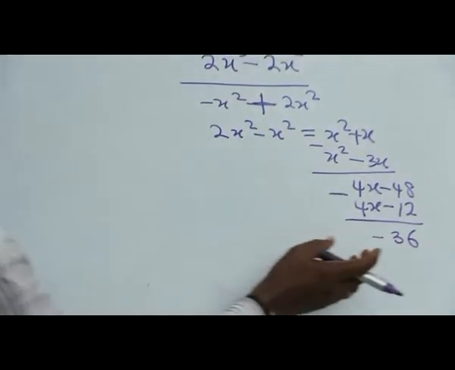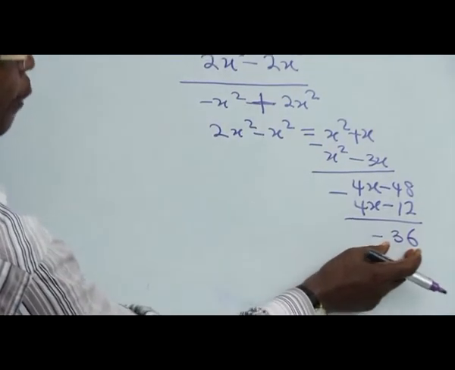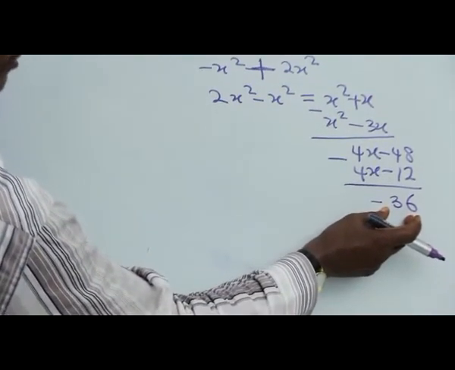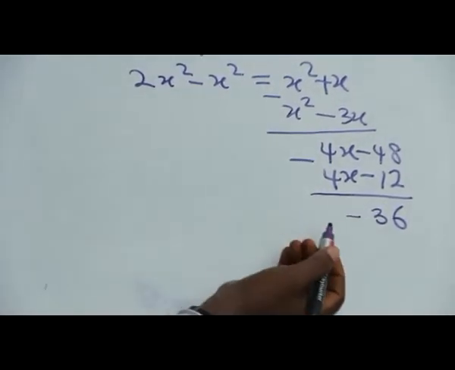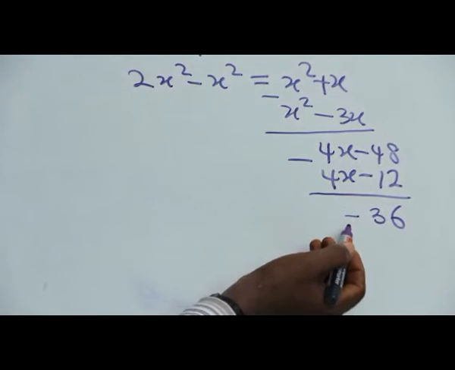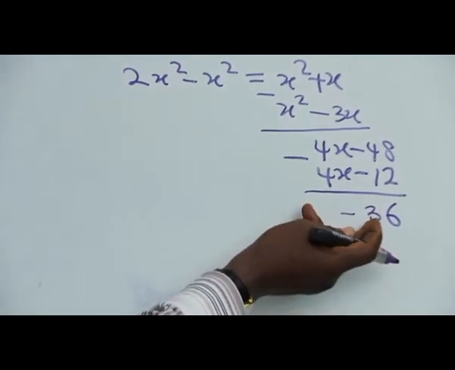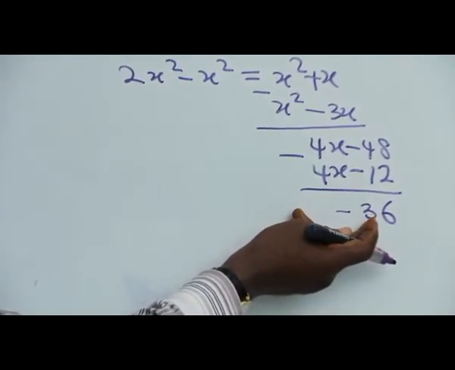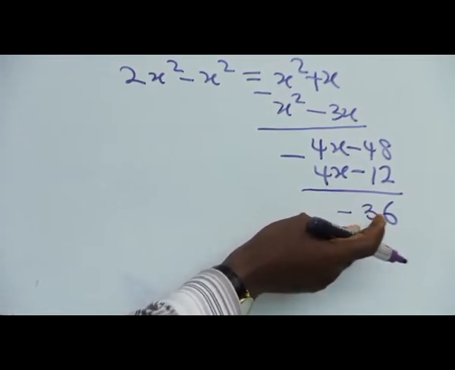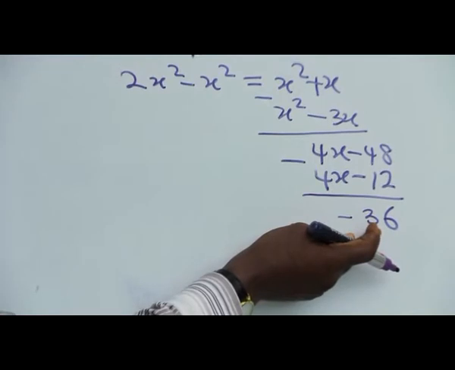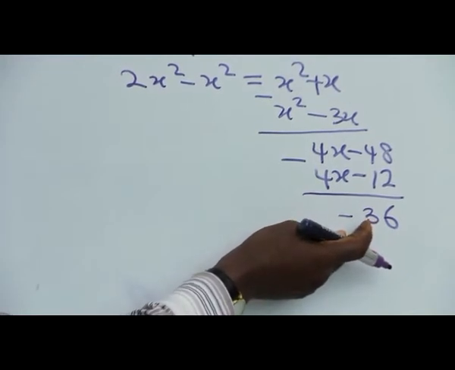You discover now that the degree of this value here is 0, and the degree of the divisor is 1. As long as the degree of the divisor is greater than the degree of the polynomial, division is no longer possible at this point. So this becomes a remainder after you have carried out your division.